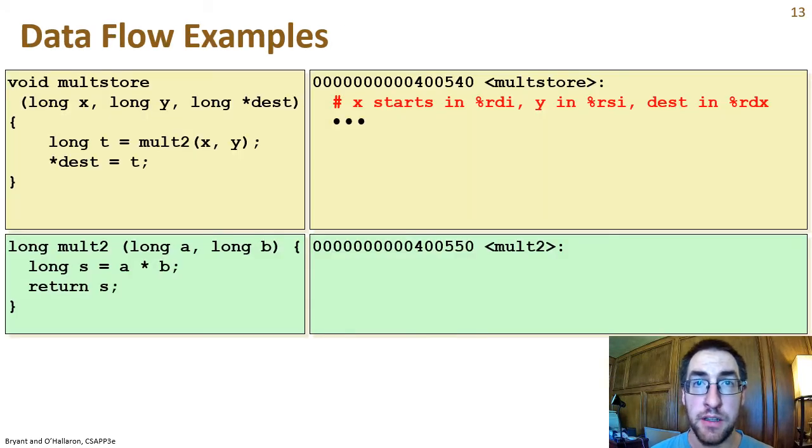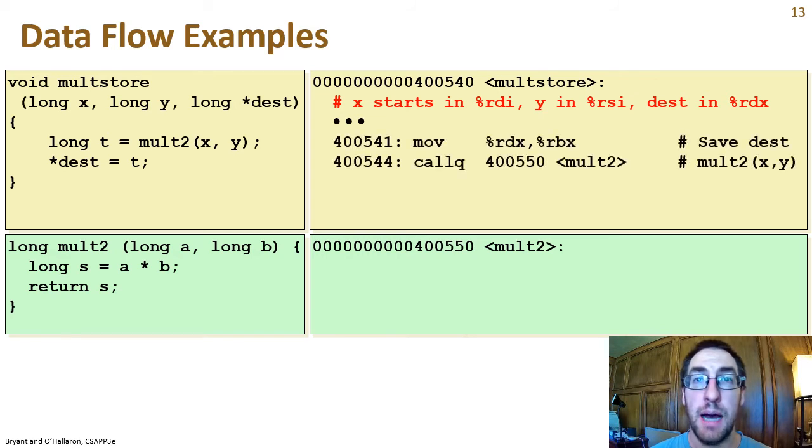Let's see how call and return values work in our simple example. To make the call to mult2, first the caller has to make sure that the arguments for A and B are in the first two argument registers, RDI and RSI. Here, since mult_store is passing its own first two arguments, they're already in the right registers. RDX is a caller-saved register, and its value needs to be used after the call. So mult_store copies from RDX to RBX to save the value of dest.